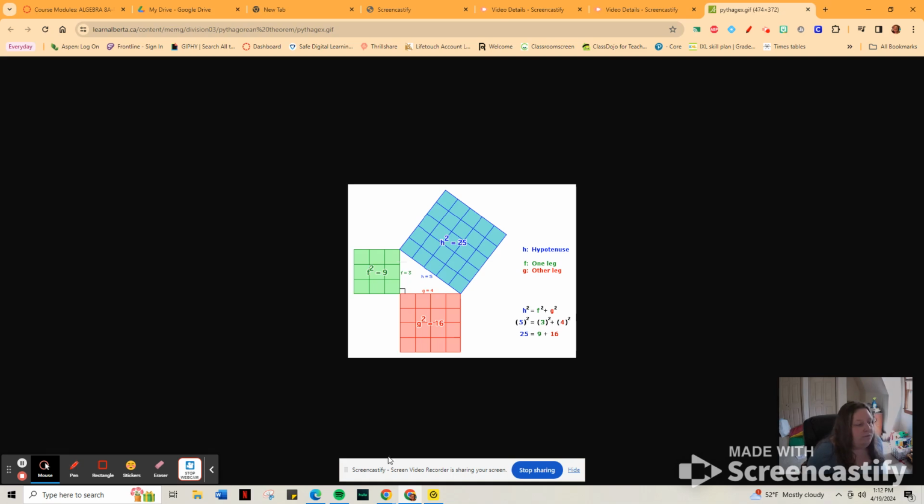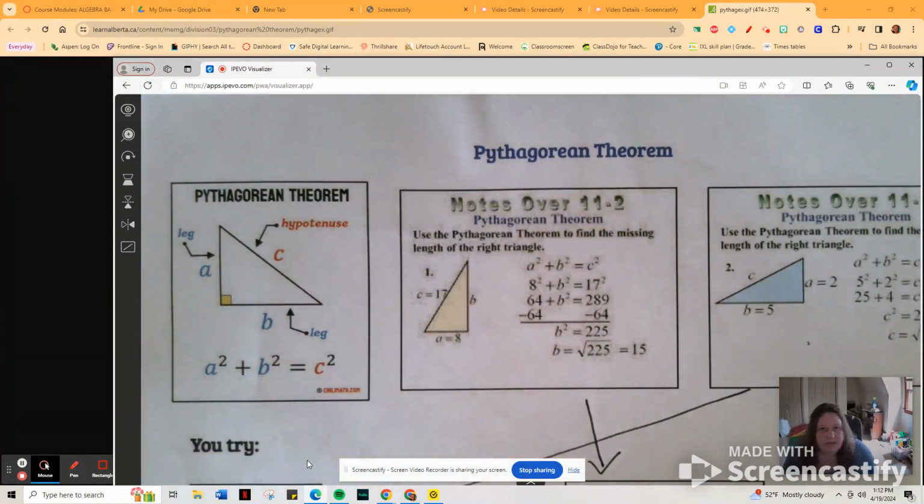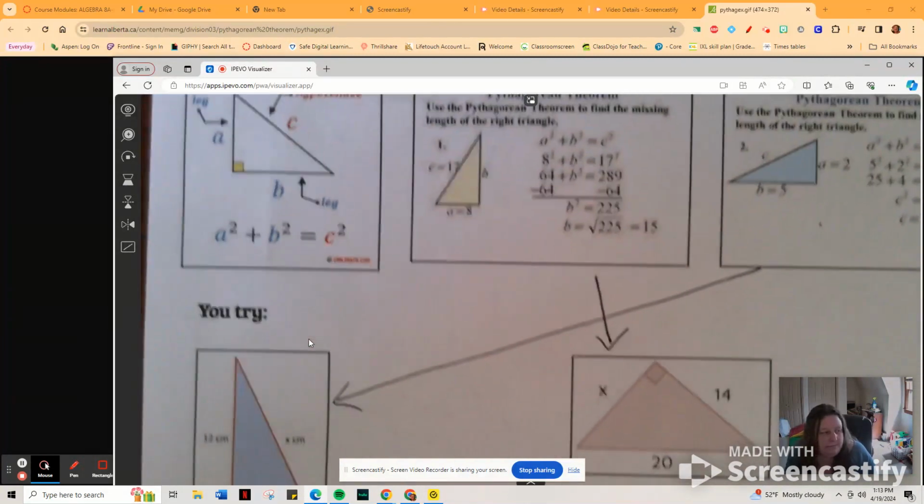So we can use this theorem in several ways to solve different problems related to right triangles. So I have a couple of examples at the top. So one way we can use this theorem is to either find a missing leg or to solve for the hypotenuse. Whenever you're given a theorem, that should always be your first step.